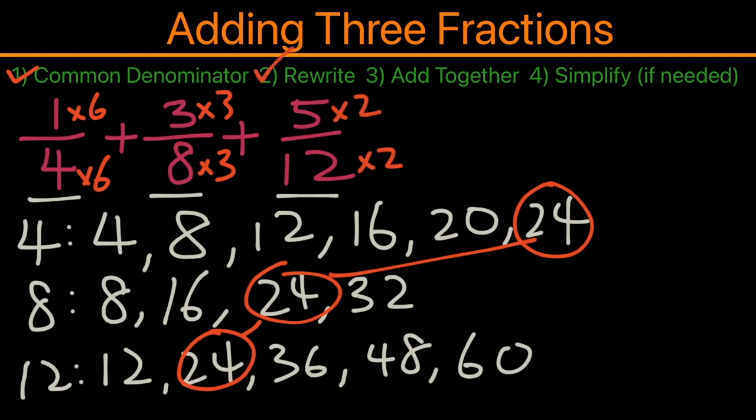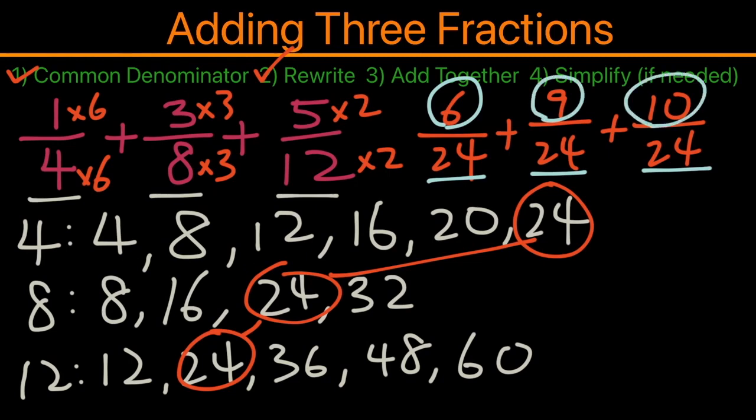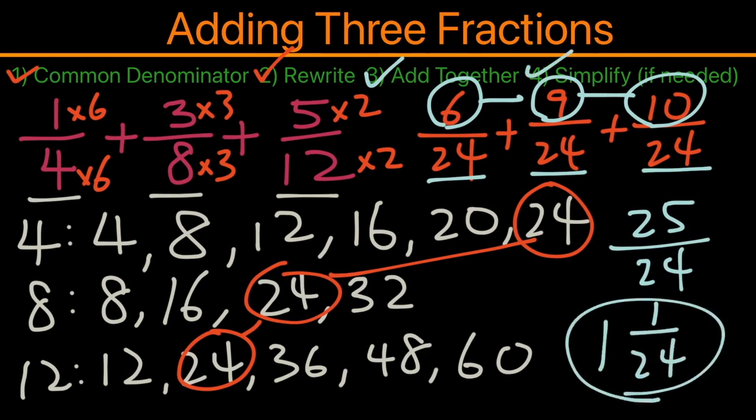Next, we're going to rewrite them. So 1 times 6 is 6. 4 times 6 is 24, plus 3 times 3 is 9. 8 times 3, 24. 5 times 2 is 10. 12 times 2 is 24. Now we have the denominators the same. All we gotta do is add the numerators together. So if we take 6 plus 9 plus 10, we would get 25, and the denominator would remain the same. So 25 over 24. Now we could still simplify them because 25 over 24 is an improper fraction, and we could take out 24 from here, so it would become 1 and 1 over 24. And that's our final answer.